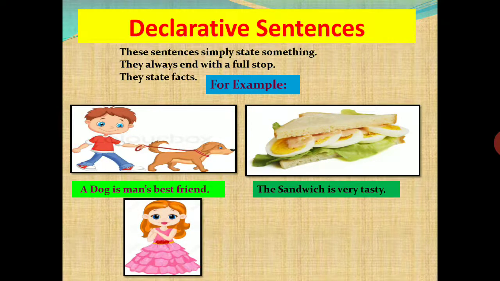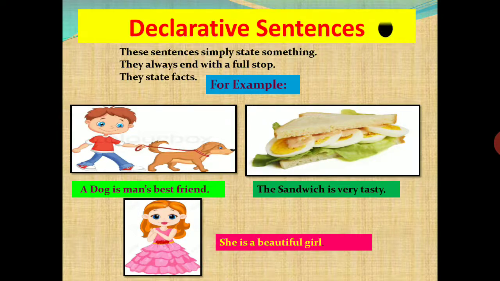And the last one here is, "She is a beautiful girl." Looking at her, I am praising that she is a beautiful girl. Now students, this is a declarative sentence, which can be identified by using a full stop. So we need to keep this in mind while identifying the declarative sentence.